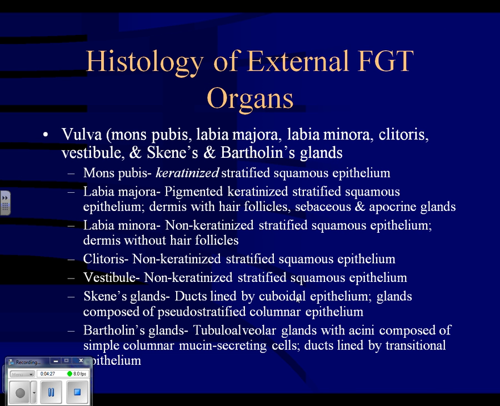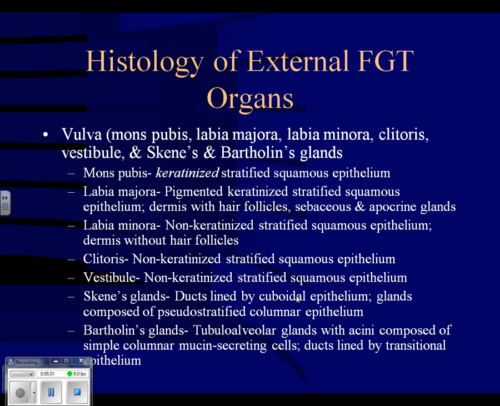The vulva consists of the mons pubis, labia majora, and labia minora. Labia majora is the part with skin. Labia minora is the part that looks like the inside of the mouth, the oral mucosa. Then there's the clitoris and the vestibule, which is lined by the Skene's and Bartholin's glands, Skene's on top, Bartholin's on the bottom. Mons pubis is keratinized, so that's essentially skin, and it has hair-bearing skin. Labia majora, again, is pigmented keratinized stratified squamous epithelium.